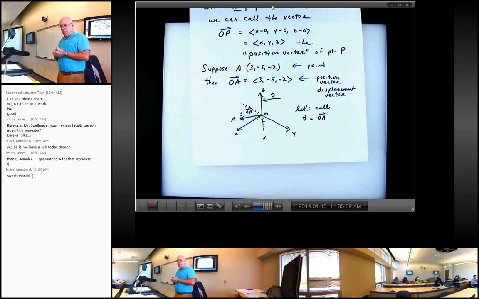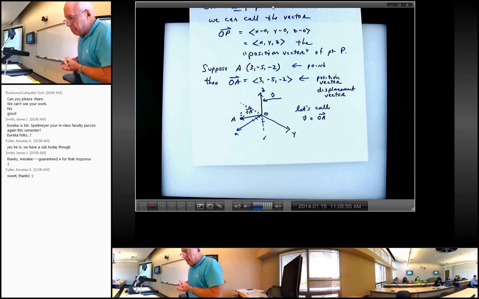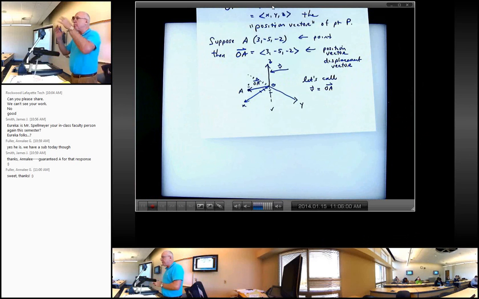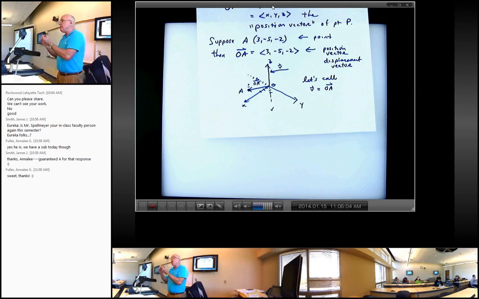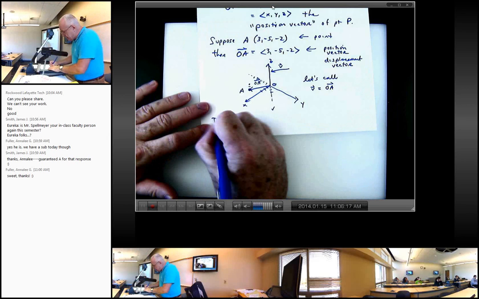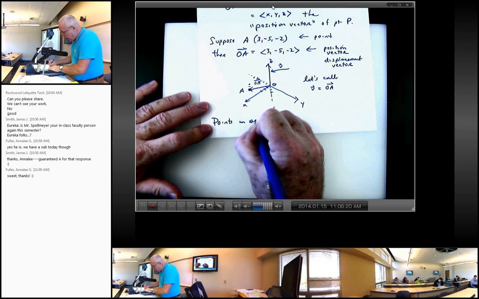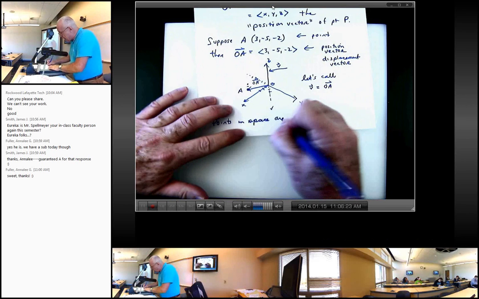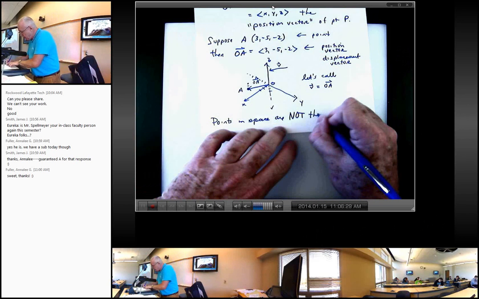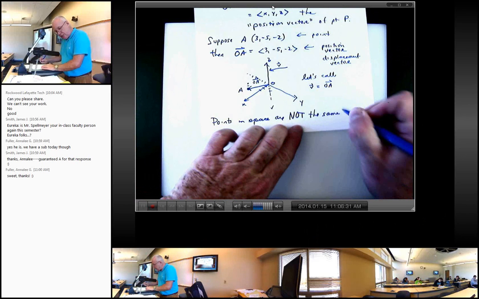All right. What I really want to leave you with is the fact that points in space are not the same as vectors. We can get a vector from a point, but remember, vectors can move around. Points are stuck right there where they are. So points in space are not the same as vectors. There can be a relationship, but they're not the same.